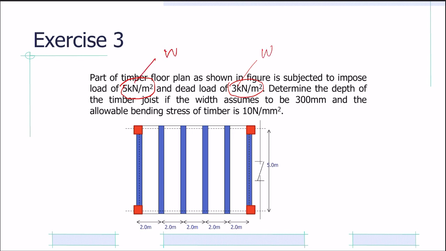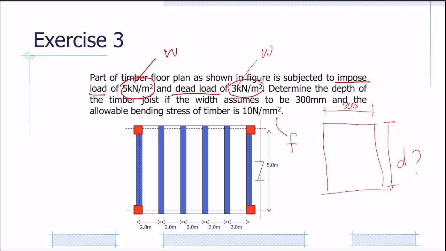We also notice that this is a uniformly distributed load, both of it. However, one is dead load and another one is imposed load, or live load. Okay, determine the depth of the timber joist if the width is assumed to be 300. Therefore, the width is 300. What is the depth? An allowable bending stress of timber is 10 Newton over mm square, which means this is F.